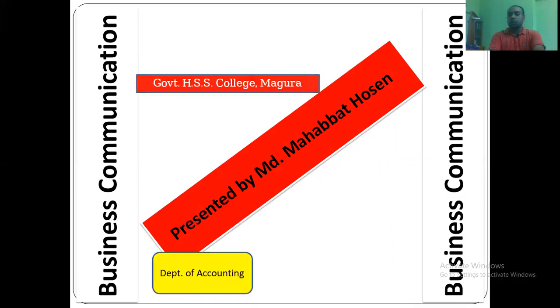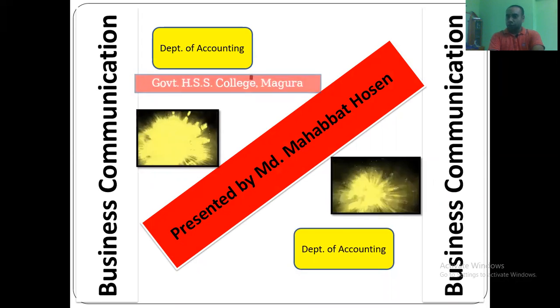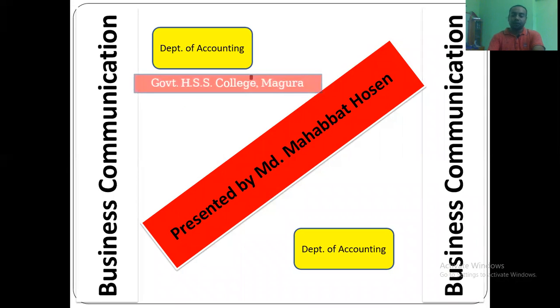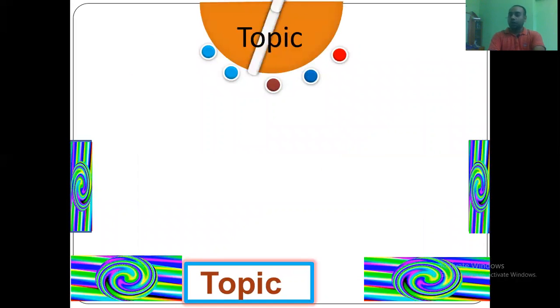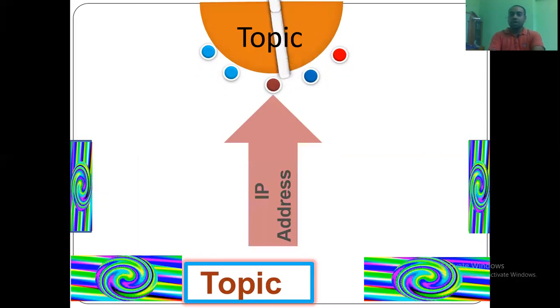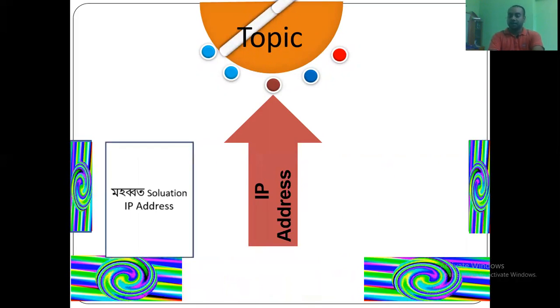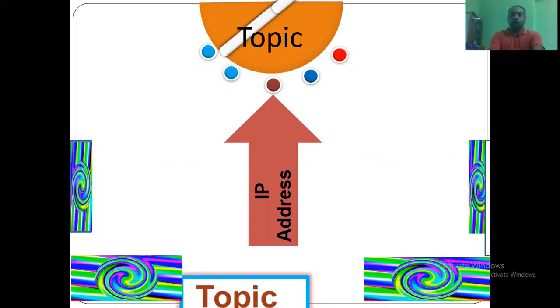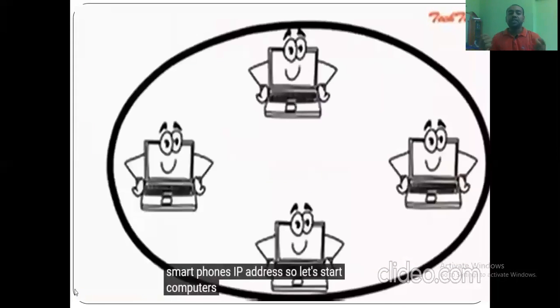And today the topic is IP address. You have to know this is a technical term, so we have to collect and generate the right concept. In this session, we will know about IP address, Internet Protocol Address. We're going to understand what an IP address is and how you can find your computer's or smartphone's IP address. So let's start.